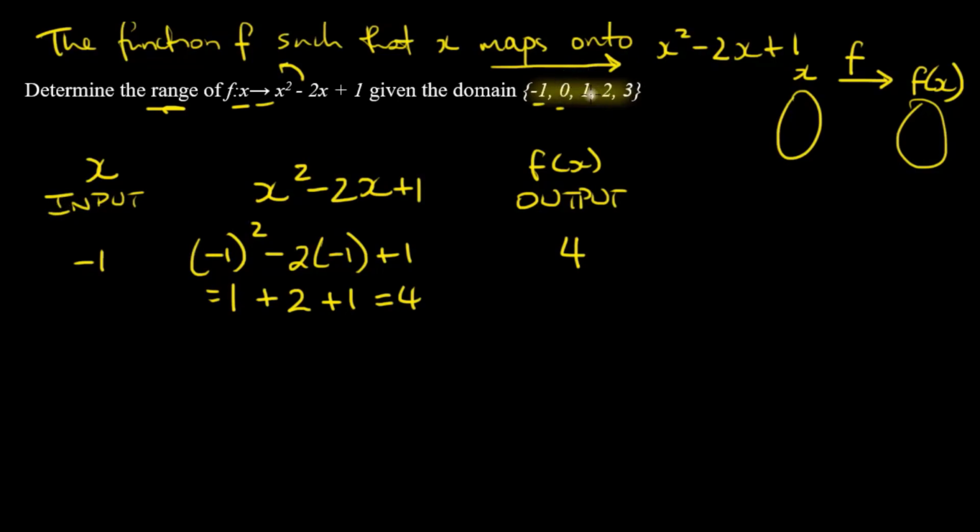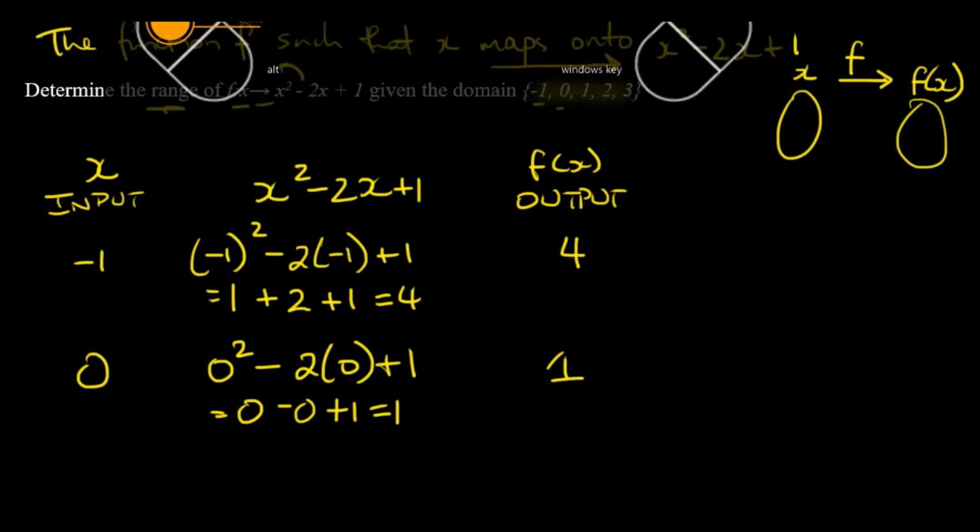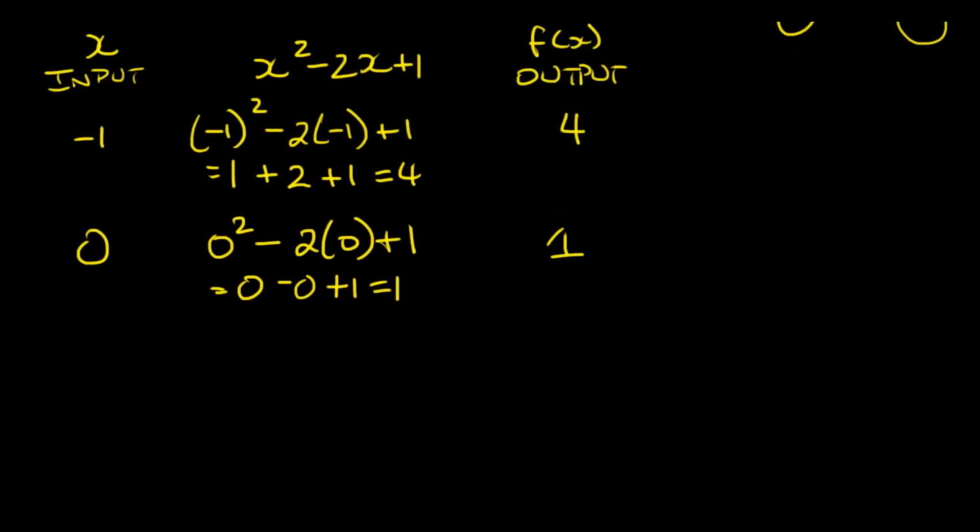Now to find the rest of the values in the range, I'd do the same thing with the others. So I'd put 0 here, and then that would just be 0 squared minus 2 times 0 plus 1. Just put it back in the same function. 0 squared is 0. 2 times 0 is 0. So that's 0 minus 0 plus 1, which is just 1. Now with that in mind, do you think you could finish the rest of the values for 1, 2, and 3?